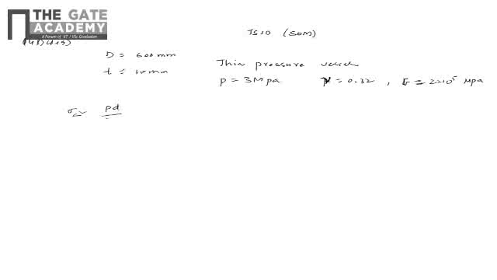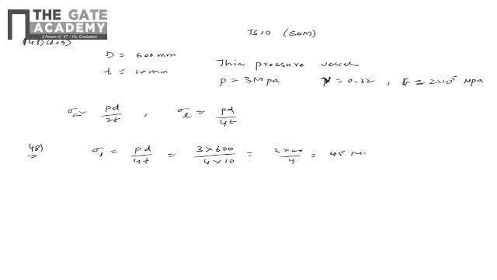the hoop stress is PD by 2T, and the longitudinal stress is PD by 4T. What is asked in the 48th bit is the longitudinal stress, which is PD by 4T. So let's calculate. Pressure is given as 3 MPa, diameter is 600, by 4 into T. This comes out to be 3 into 60 by 4, that is nothing but 45 MPa. This is a straightforward application of formula. Answer for 48 is A, 45 MPa.